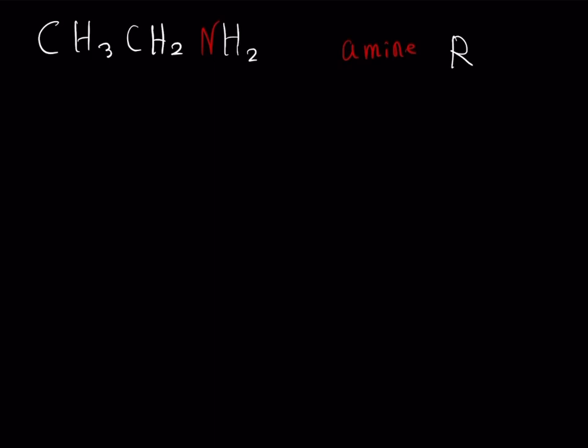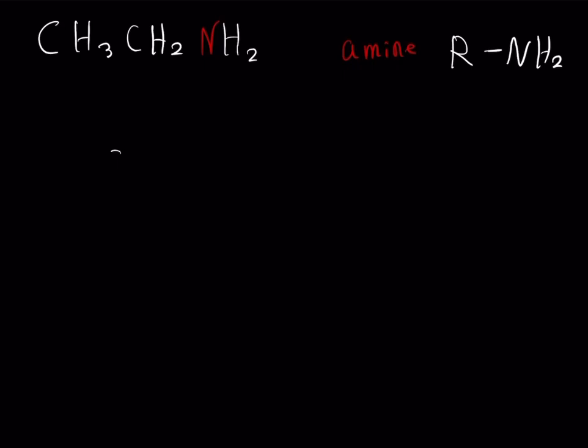So let's look at the next example. We're going to go with CH3, CH2, and then NH2. Whenever you see NH2, that means that you have an amine. So an amine is any hydrocarbon chain, which is this R thing, that's bonded to NH2.